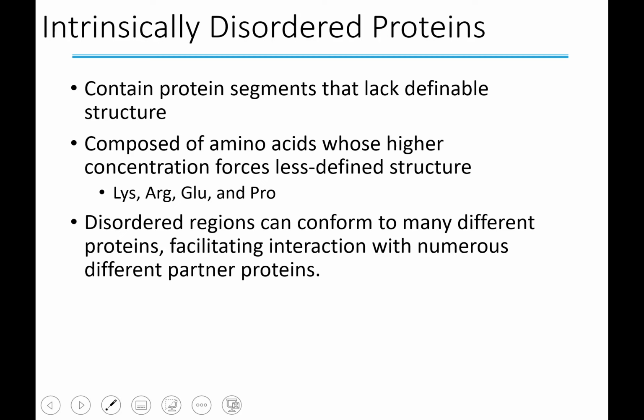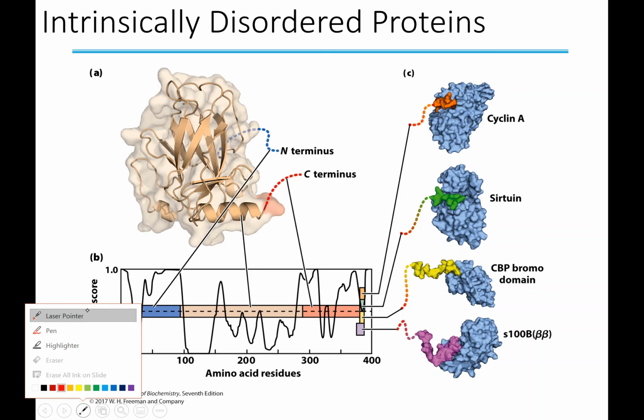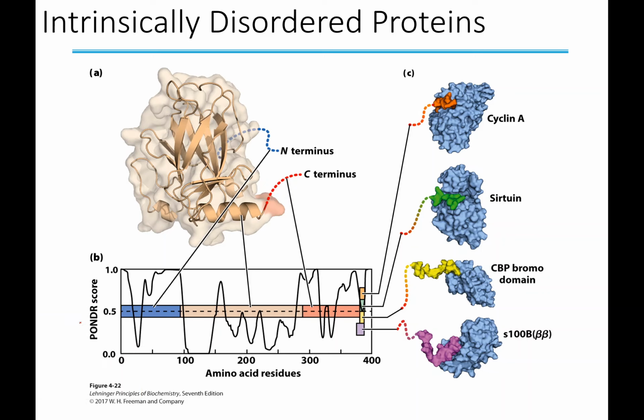Disordered regions can be used in a protein to interact with numerous partner proteins. So being disordered, or not having a definable structure, they can interact with multiple different proteins because they can conform in many different ways. And the book gives this example. This protein is P53, which you might have heard of. Mutations in P53 are implicated in many different cancers.